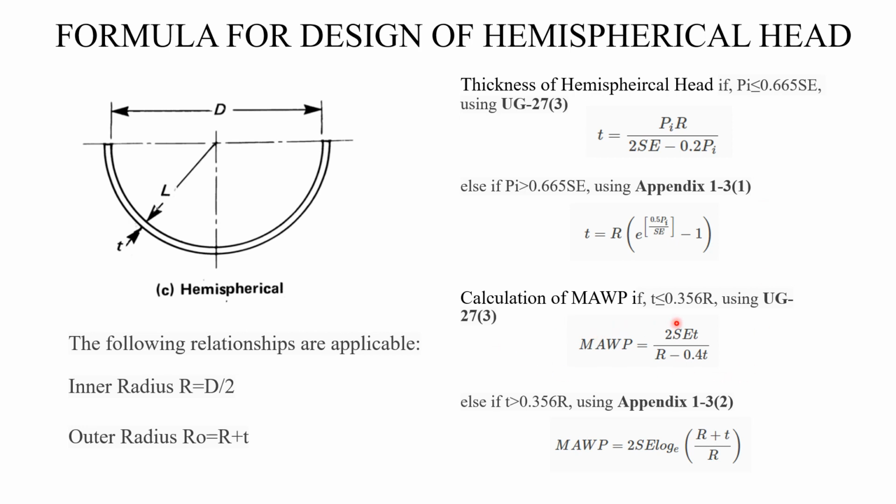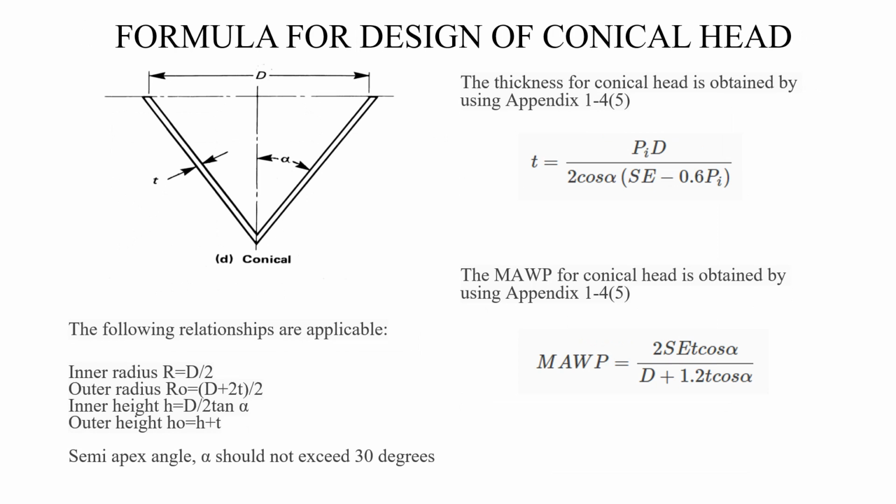Okay, and MAWP is also, we have factor T if the thickness T achieved from this formulas is less than or equal to 0.356R. So using UG-27, you will define MAWP as MAWP is equal to 2SET divided by R minus 0.4T, or else MAWP is equal to 2S, S is the allowable stress value of a material you have used, into E, E is efficiency, log E of (R plus T) divided by R, same as a spherical shell.